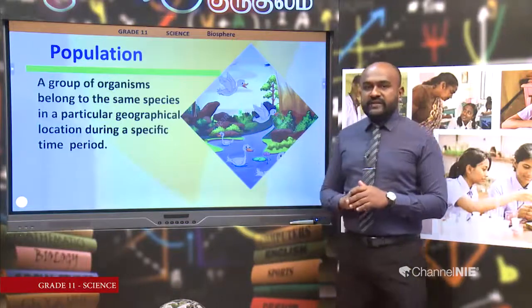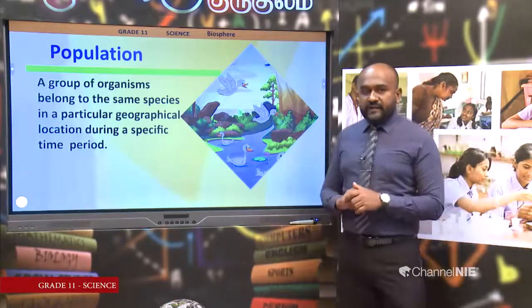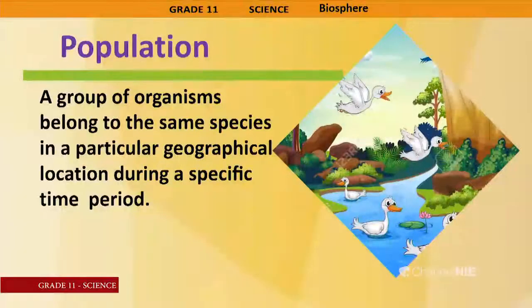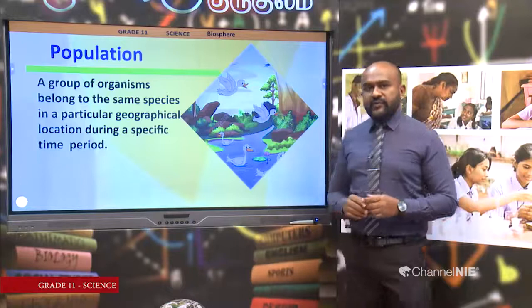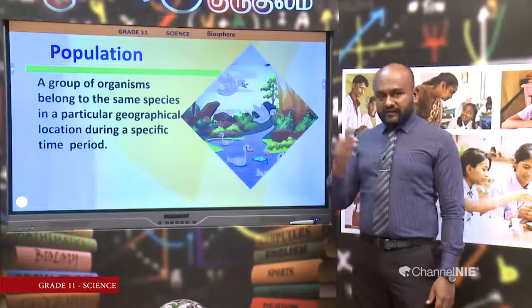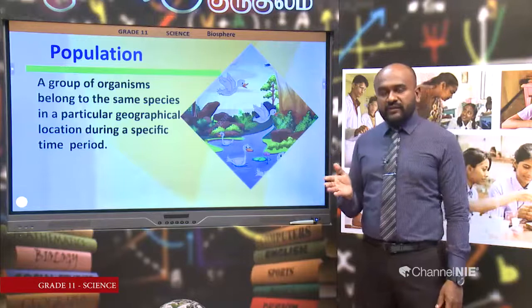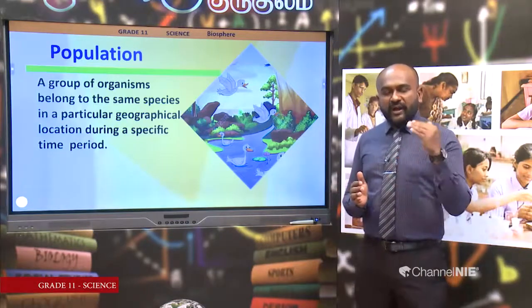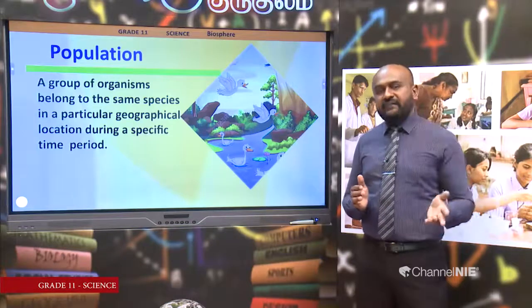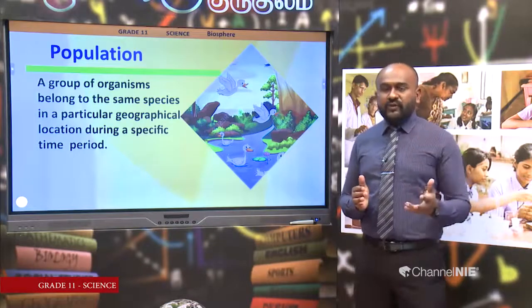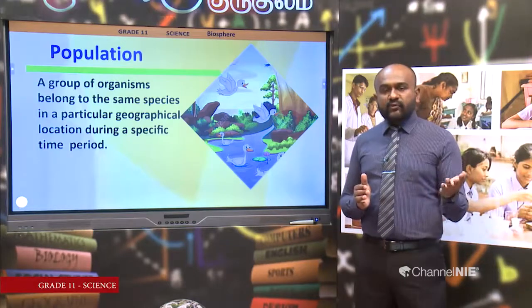We come to the next organizational level now. What is that? Population. See what it is? A group of organisms belonging to the same species in a particular geographical location during a specific time period. You call that a population. Can you think of an example for a population? So, when you give an example for a population, you have to think of a group of organisms which belong to one particular species, and you need to consider the area where they live, and you need to consider the time duration. Now, just think of human population in Sri Lanka in 2021.